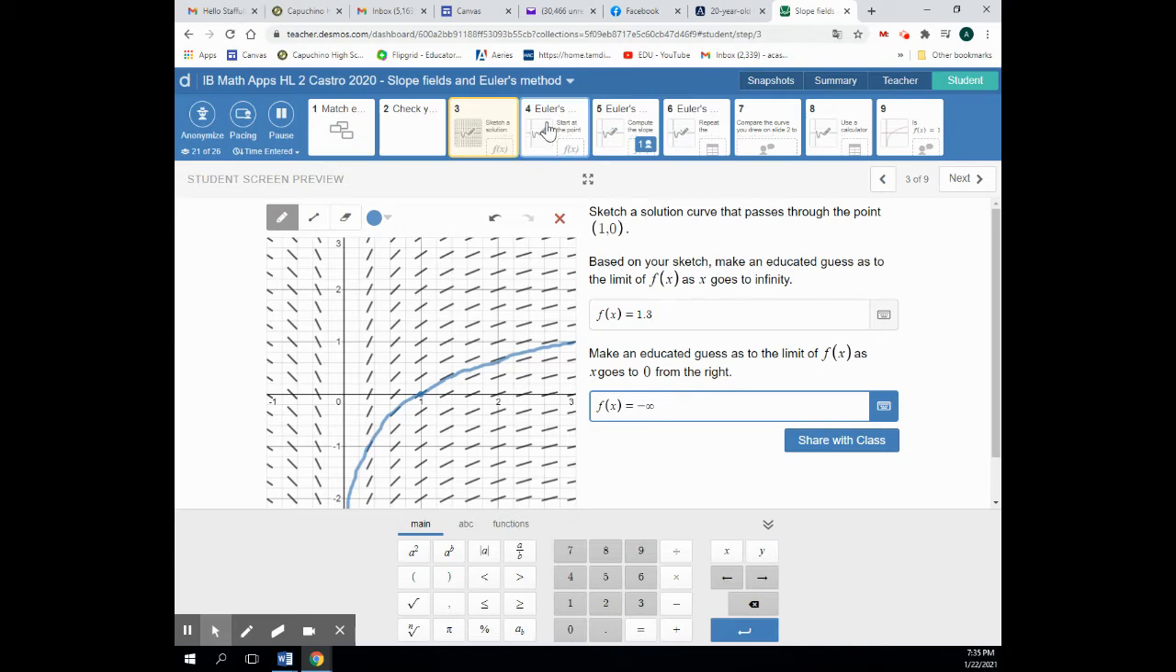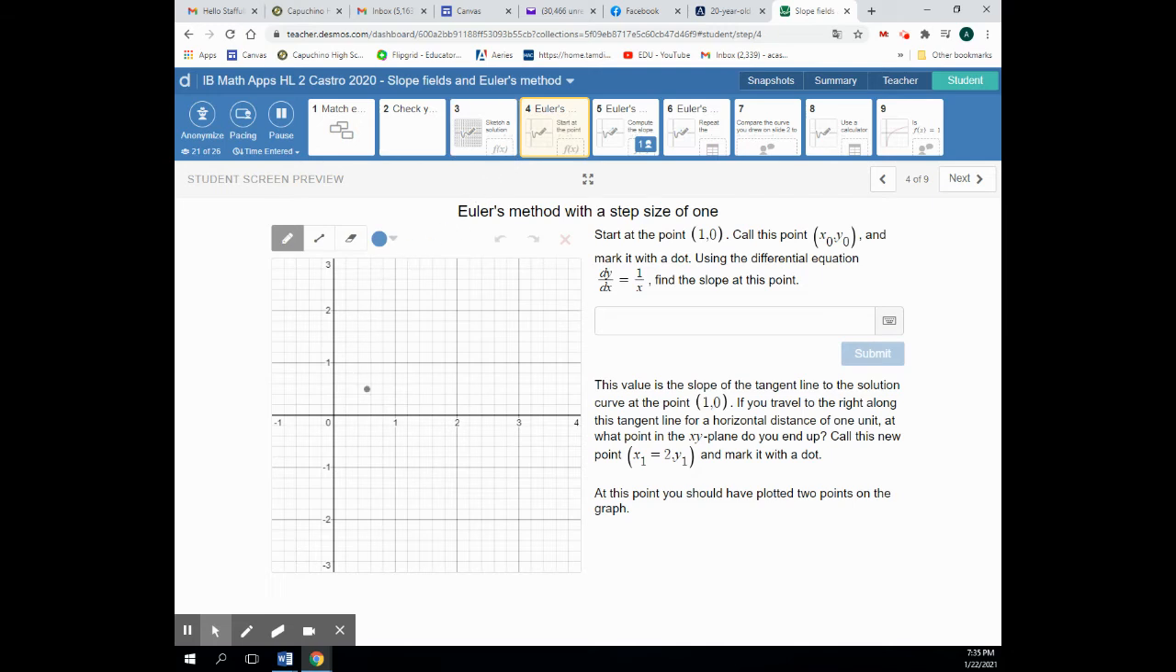All right. Moving on to slide 4. Euler's method with a step size of 1. Starting at the point 1, 0. Here it is. Point 1, 0. Call this point x0, y0, and mark it with a dot. So I marked it with a dot. Using the differential equation dy/dx equals 1 over x, find the slope at this point.